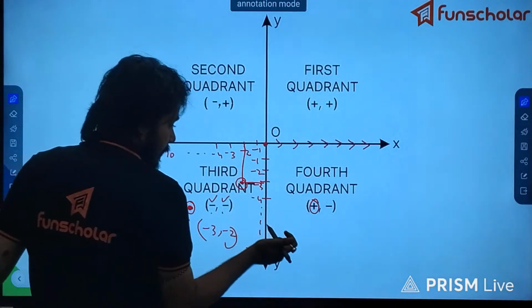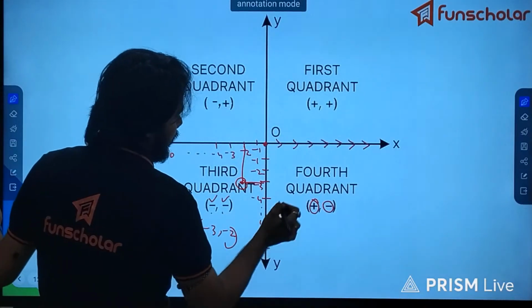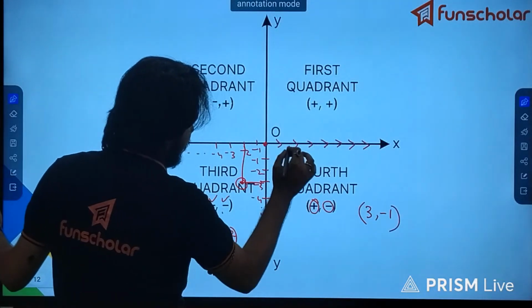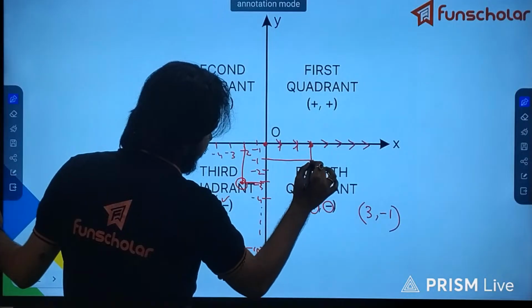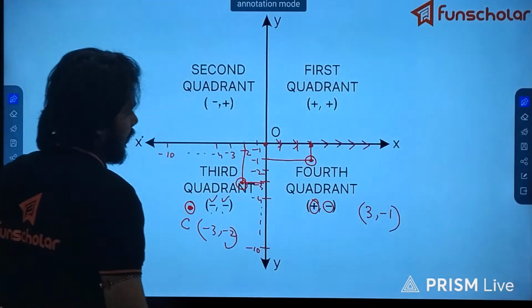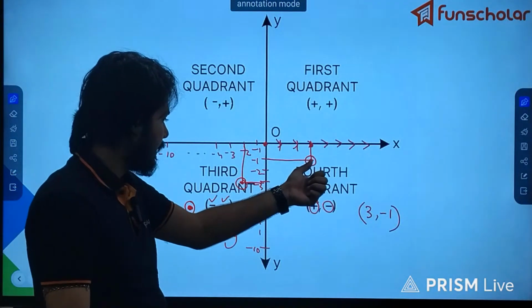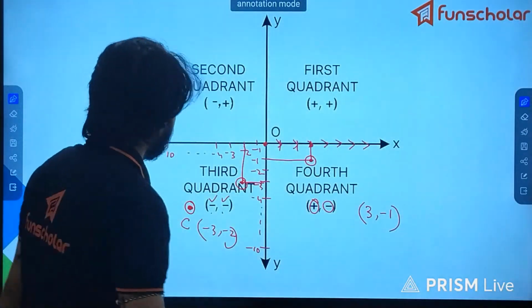And in the fourth quadrant, the x coordinate will be positive, but the y coordinate, as it is situated below the x-axis, will be considered negative. Suppose 3 comma minus 1. So 1, 2, 3, this 3 and this minus 1, this point will be placed in a rough position.